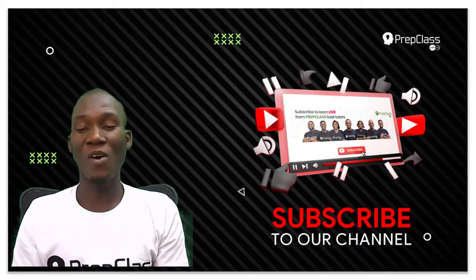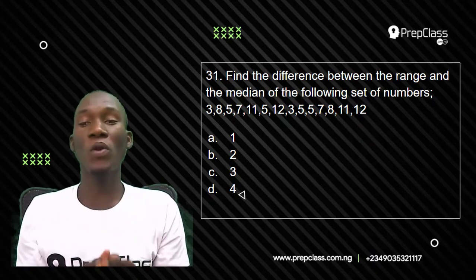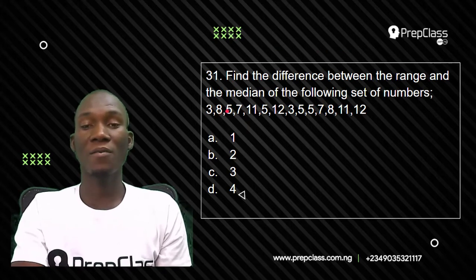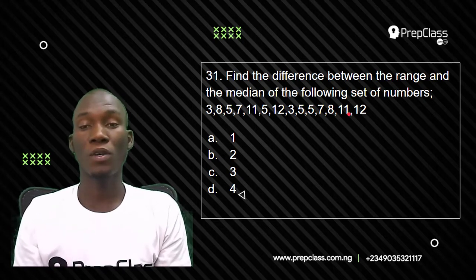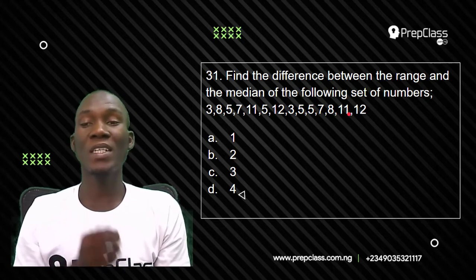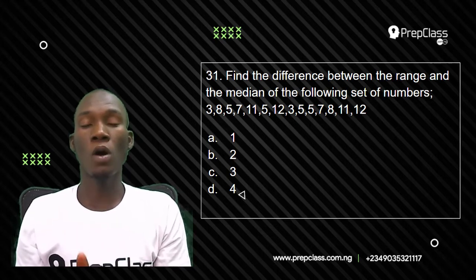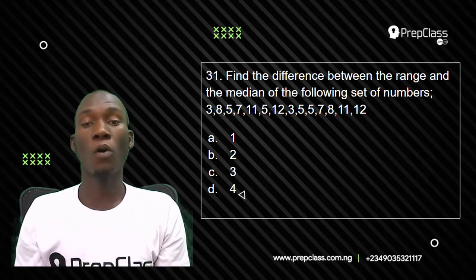Okay, so now let's solve. Find the difference between the range and the median of the following set of numbers. We have the numbers 3, 8, 5, 7, 11, 5, 12, 3, 5, 5, 7, 8, 11, and 12. So we have to find the difference between the range and the median. From the options we have A, 1, B, 2, C, 3, D, 4.